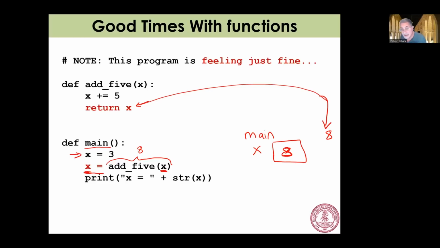So now when we print out x equals the string version of x, we get x equals 8 is what's going to get printed on the screen. And the program's going to work like we expect.